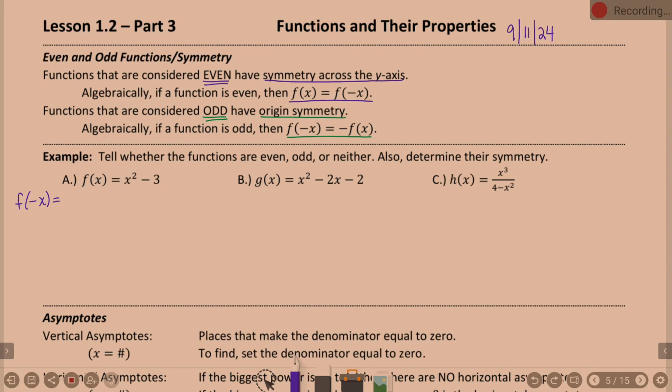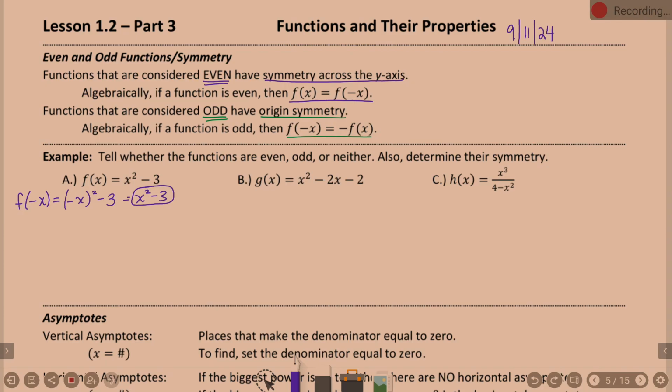So with that in mind, it's supposed to be x squared. Now I'm going to go negative x, quantity squared, minus 3. Well, what is negative x, the quantity squared? It's just x squared. And minus 3 is still minus 3. What do you notice right here? f of negative x is equal to f of x. Therefore, it's correct.